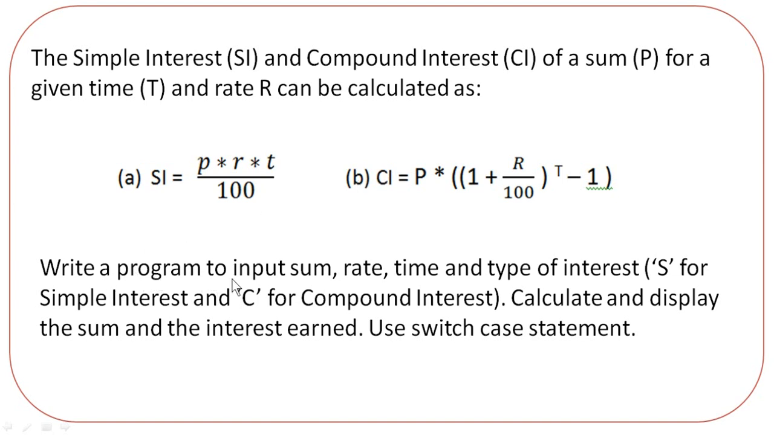Write a program to input sum, rate, time. So 3 inputs, and then the type of interest, whether it is simple interest or compound interest, which has to be displayed on the screen. S for simple interest and C for compound interest. Calculate and display the sum and the interest earned. You use a switch case statement. So this is the question.